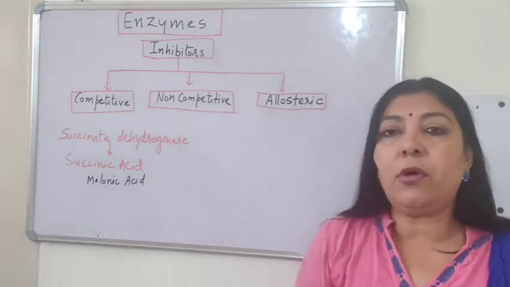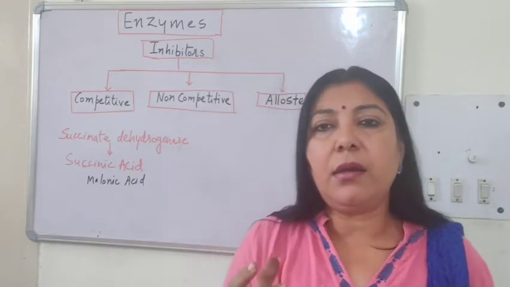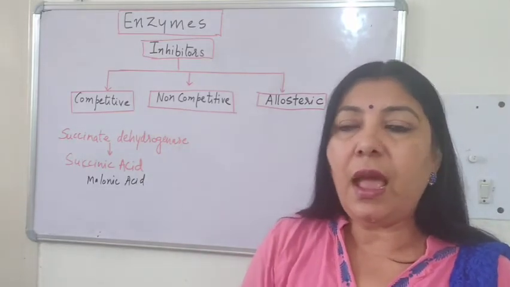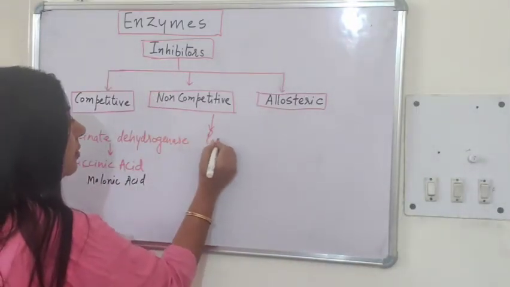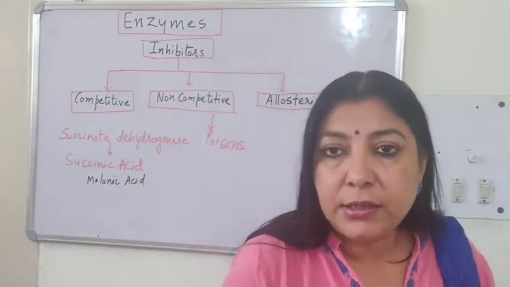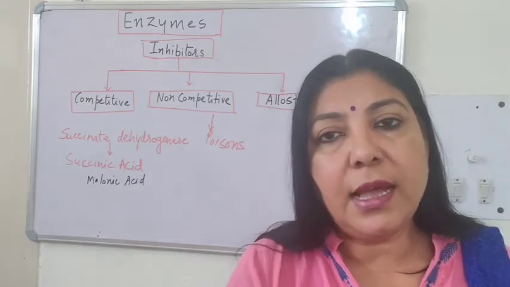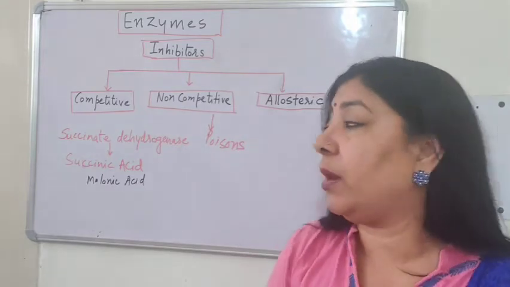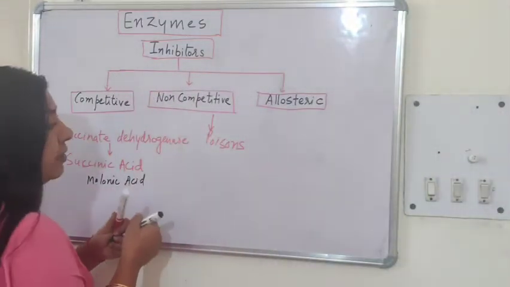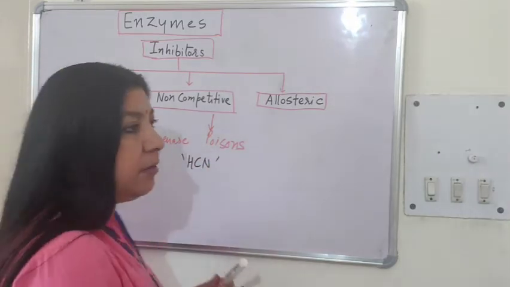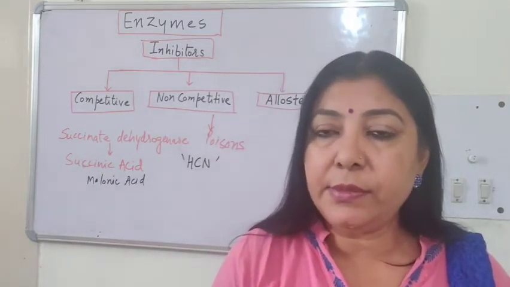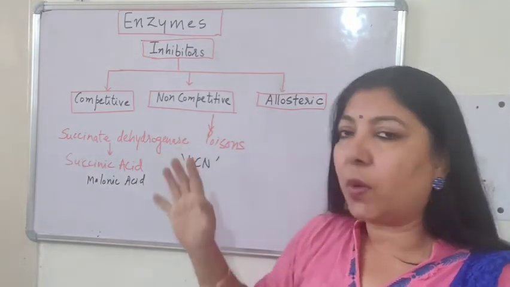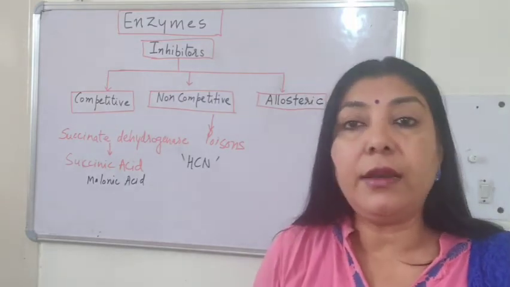But when we come to non-competitive inhibitors, they are non-specific. They are commonly called poisons, because they will disintegrate the active sites, and the enzyme cannot act further. It is destroyed completely. So the reaction is irreversible. A very good example is hydrogen cyanide. When hydrogen cyanide enters any system, it destroys the active sites of the enzymes. As a result, the total machinery collapses. So these non-competitive inhibitors don't compete for any active sites. They are non-specific and irreversible.